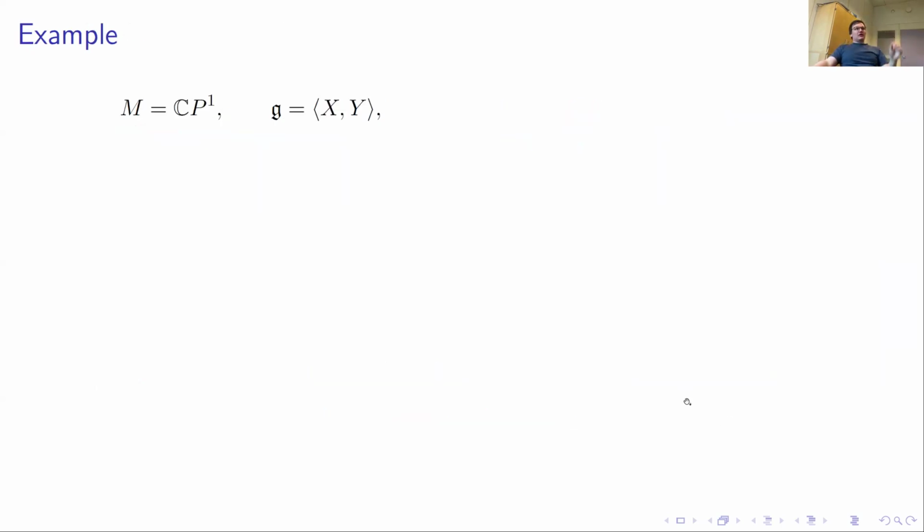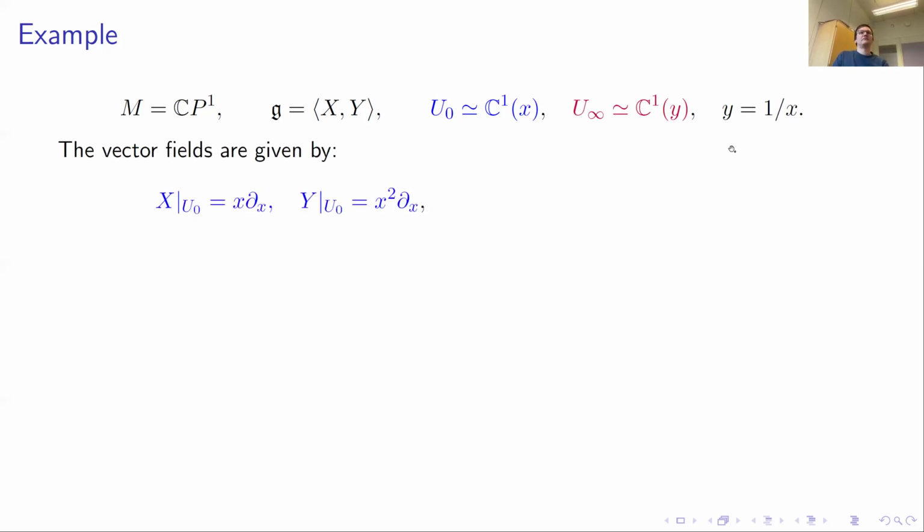So let's look at a slightly more difficult example than the previous one, but only slightly. We still have a one-dimensional manifold, so now it's CP1. Still have a two-dimensional Lie algebra. We cover CP1 with two charts. So the standard coordinates, they are related in this way, y and x. In the U0 chart, the vector fields are given this way. And in the U infinity chart, they are given this way. We see that actually this is the same vector fields that we considered in the previous example. So the previous example was a local version of this.